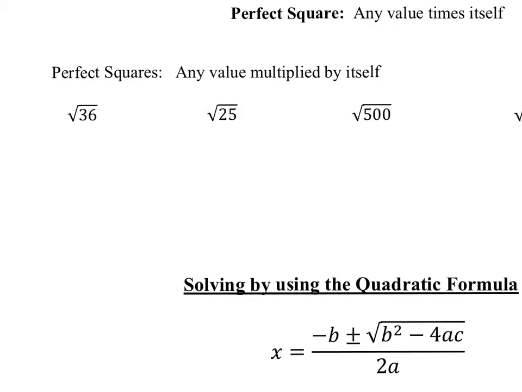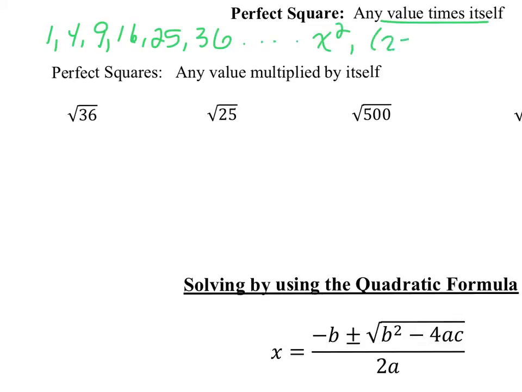Now, perfect squares are any value times itself. So the number perfect squares are 1 times 1, 2 times 2, 3 times 3, 4 times 4, 5 times 5, 6 times 6, etc. But then you also have x squared. Then you have 2x plus 3, that's an x, plus 3 squared. These are all perfect squares, as long as it's any value times itself.